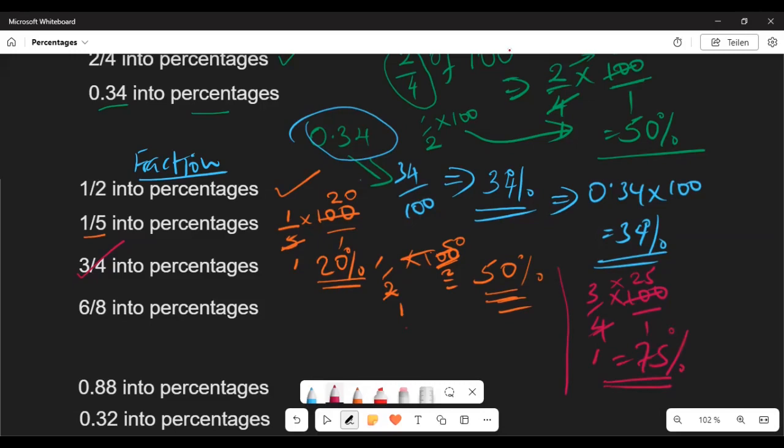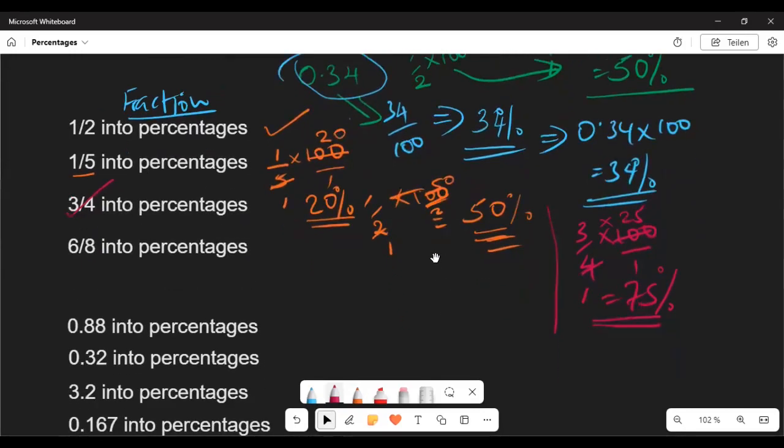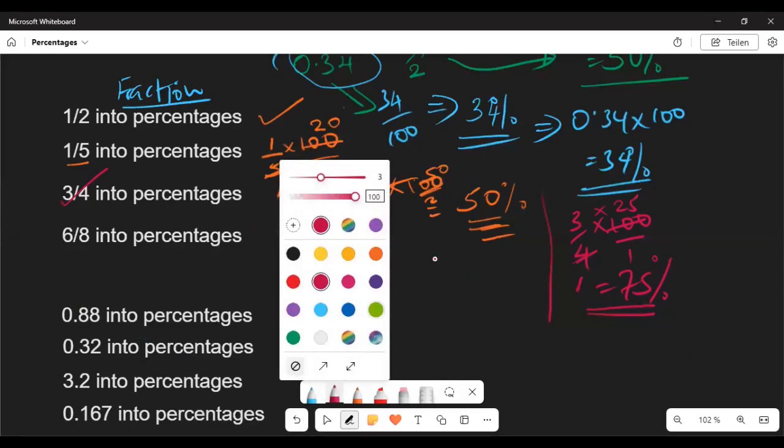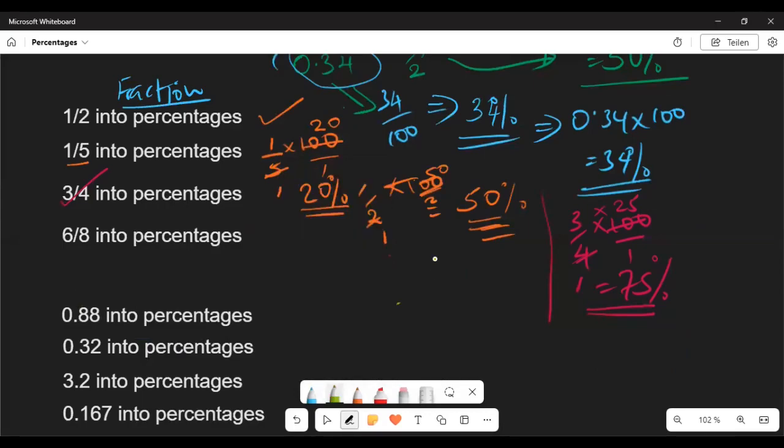Now, the 75 we have, that's going to be our percentage. Now, the last one, when it comes to fractions into percentage, this is what we do. So here we have, let's do this one, 6/8 into 100. So that's into percentage.